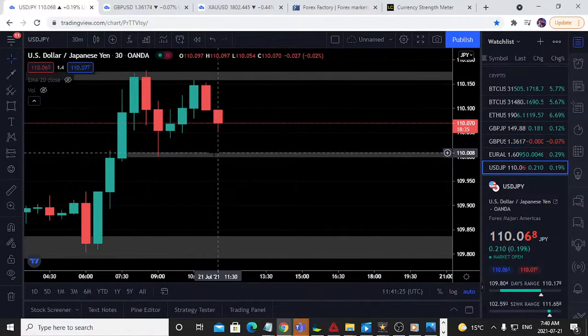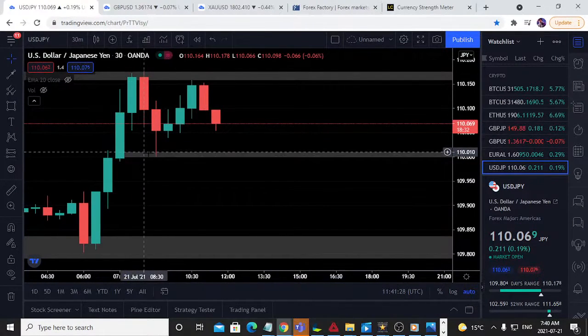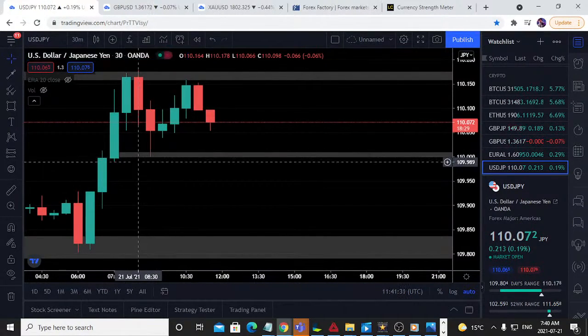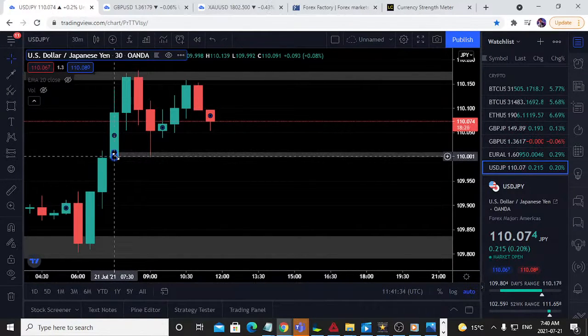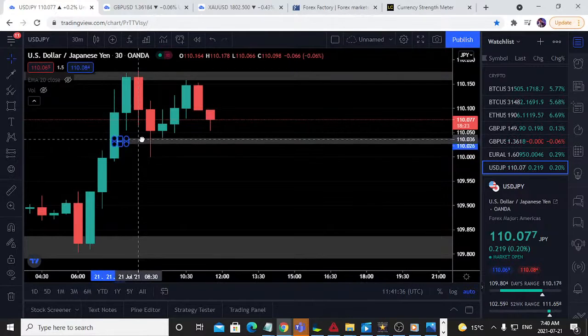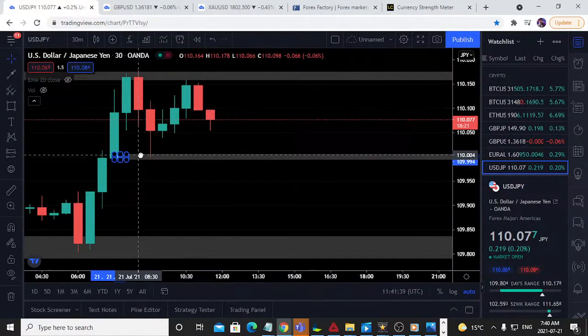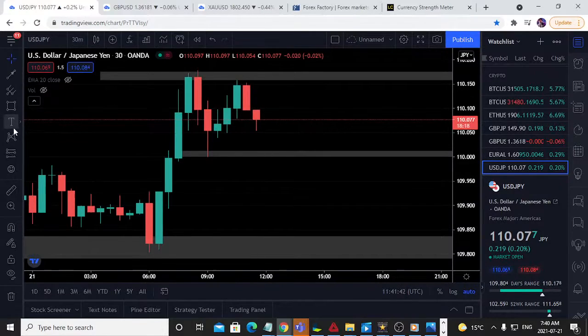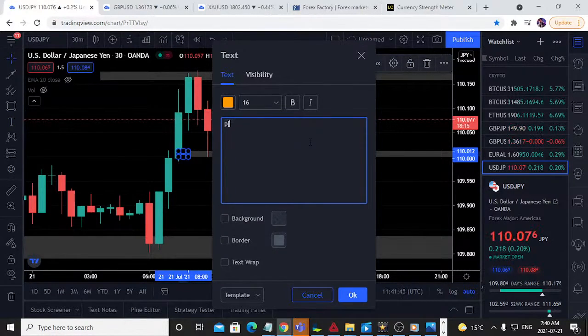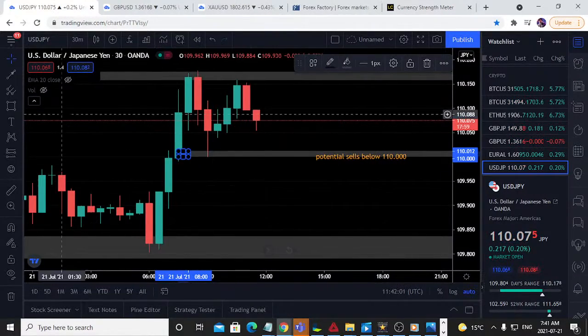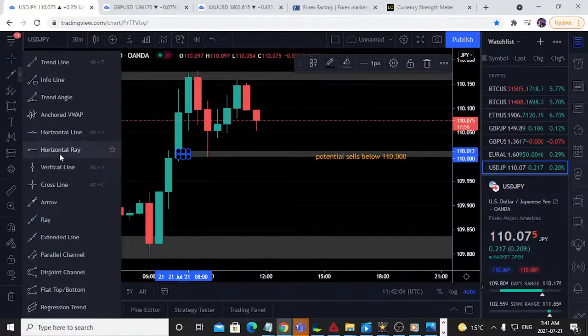So what I'm going to do as well is not be too aggressive, but let's see around the New York Open if we can get some momentum, like a push, and let's see if we can get a break of one of these two, preferably this one. So I'll say potential sells below 110. I'll just map that out right here.